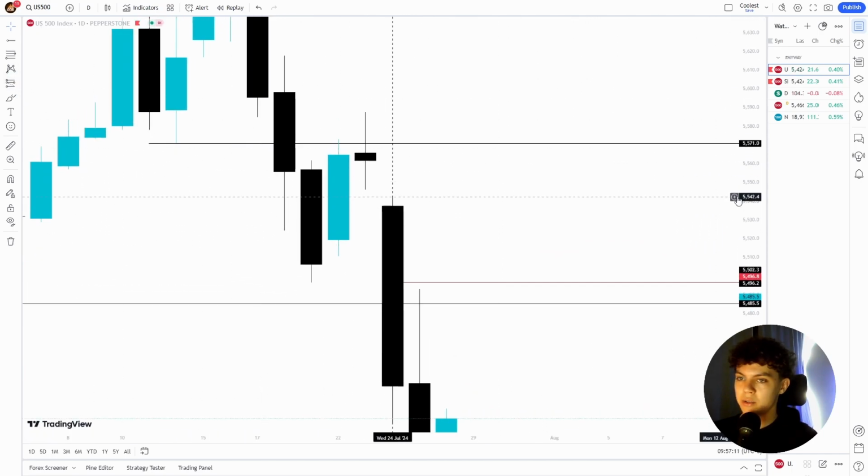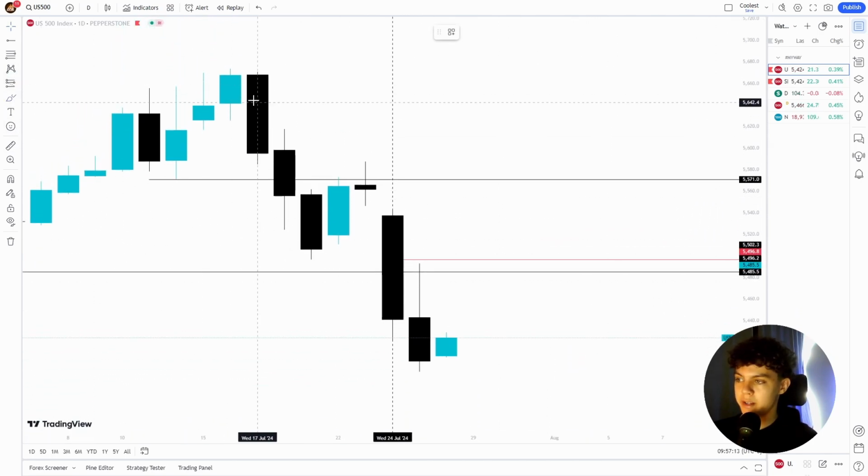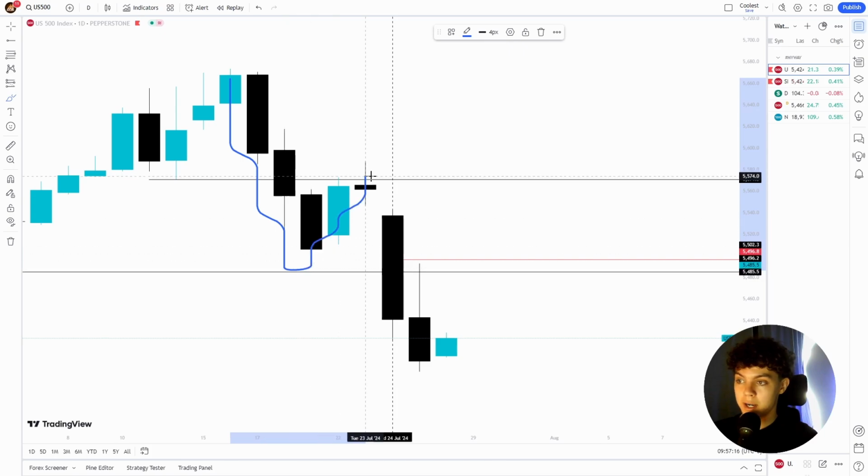So how does the trend move again? We broke structure, so lower low, lower high. What is most likely what is going to happen? Lower low. And what is most likely what's going to happen now?